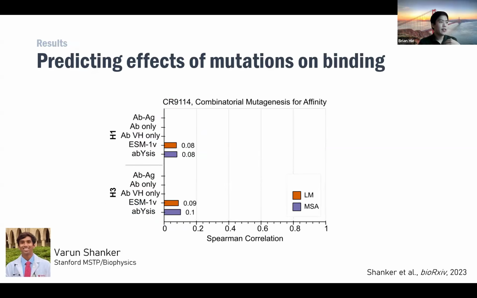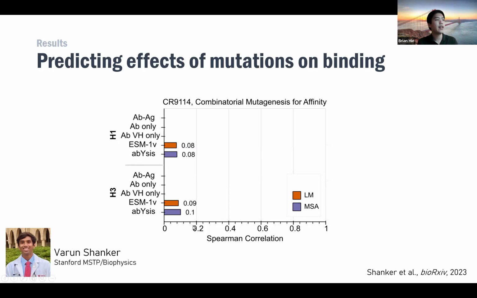This is some analysis done by a very talented student at Stanford, Varun. He's using these different models to score mutations to antibodies, and he's benchmarking these models on their ability to predict which mutations lead to or ablate binding affinity, in this case to H1 or H3 subtypes of influenza hemagglutinin. This is done via deep mutational scanning experiments. In this experiment, someone had made many mutations to an antibody sequence and then tested in relatively high throughput the effects of those mutations on binding to these antigens.